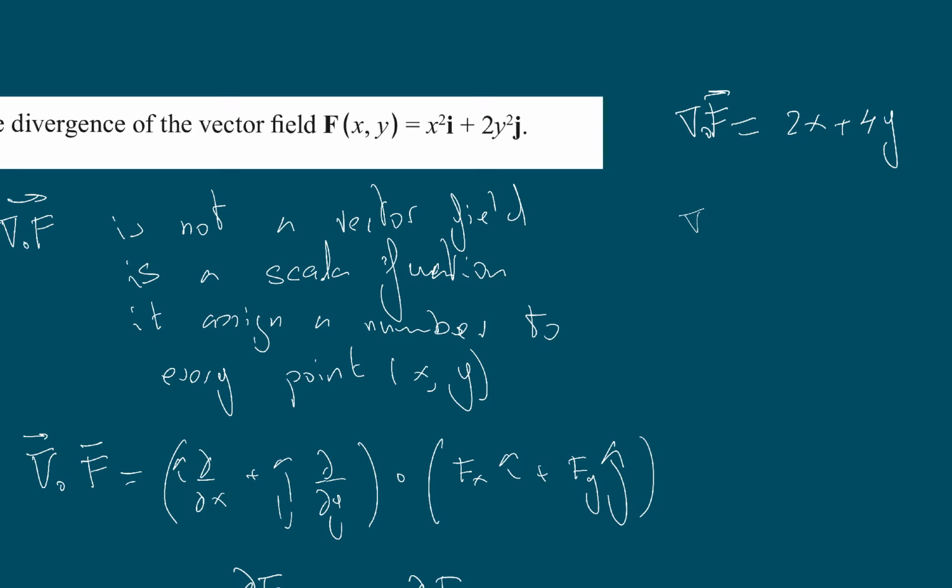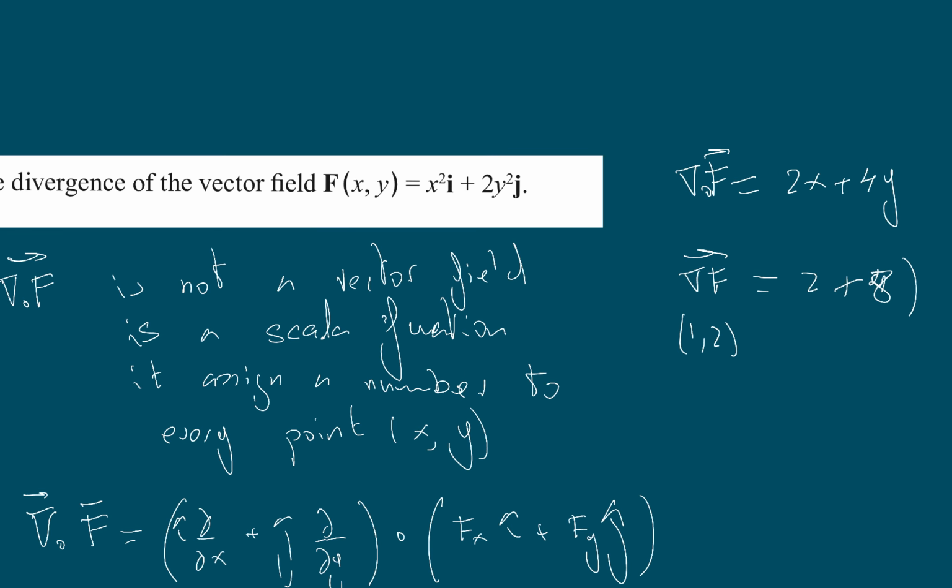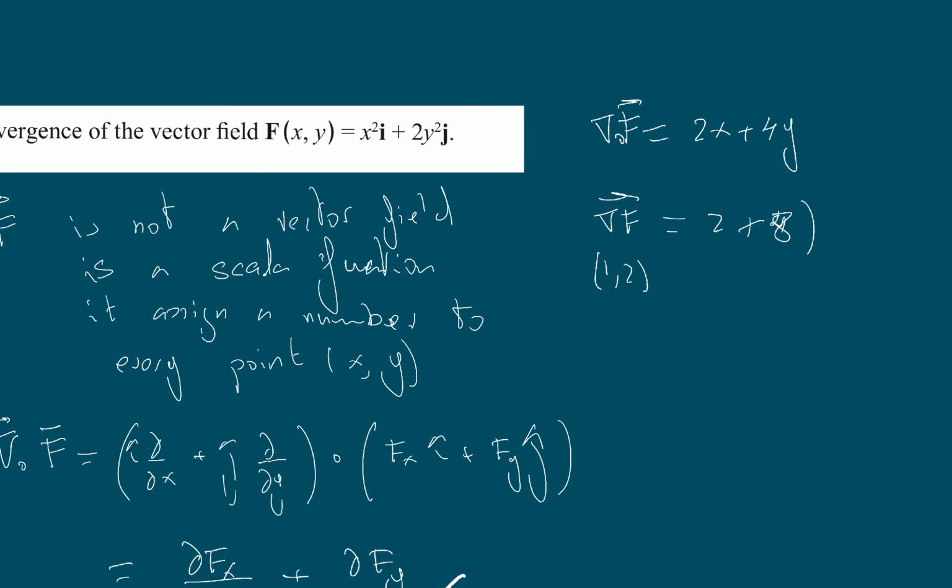What is the divergence at the point 1, 2? It is 2 plus 4 multiplied by 2, which is 10. And what is this divergence? Is it 10? Is it 0? No. What does the 10 mean?